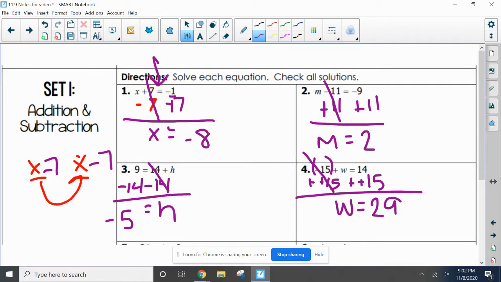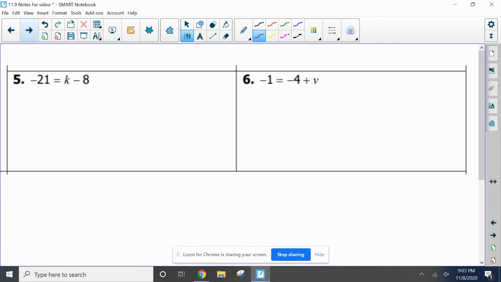Perfect. All right, if you need to pause this and finish copying work, you can. I want you guys to go ahead and do these two on your own. Pause this, work these two out, wait for me to finish, and we'll go through them together. All right, have you done them? Pause this, work them out. All right, so by now you should have already paused them.